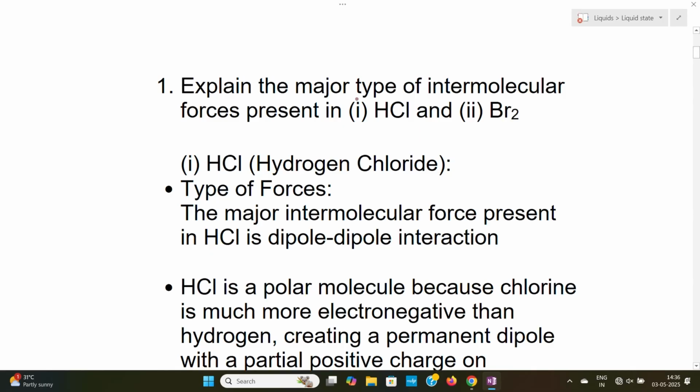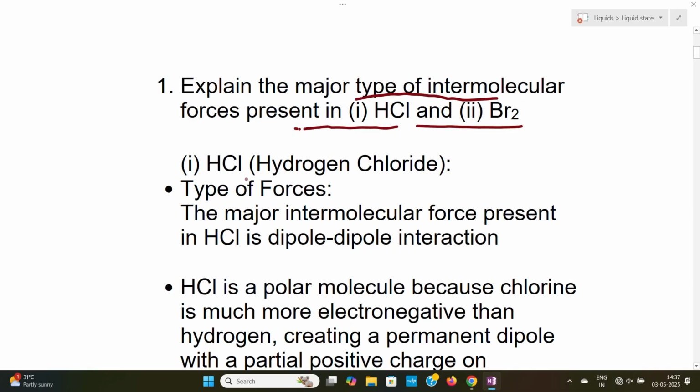The first question: explain the major type of intermolecular forces present in HCl and bromine. So let us discuss the intermolecular forces present in HCl first, then we will move on to the intermolecular forces present in bromine. The major intermolecular force present in HCl is dipole-dipole interaction.